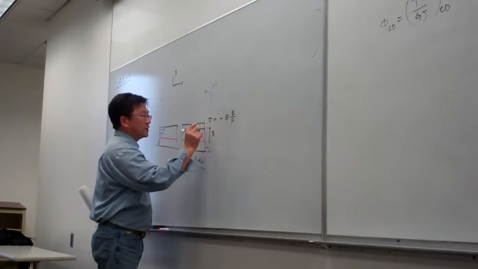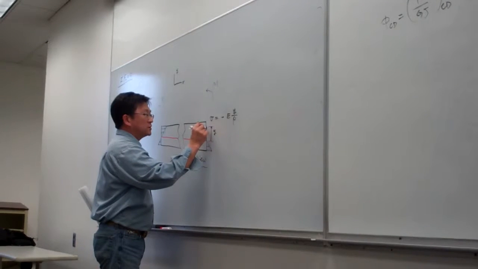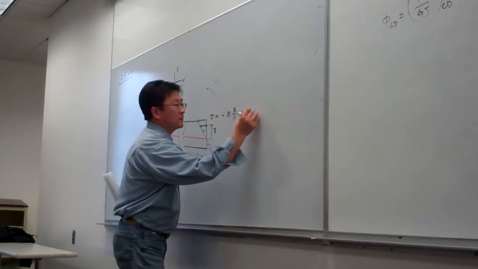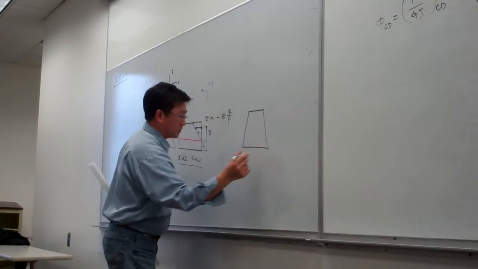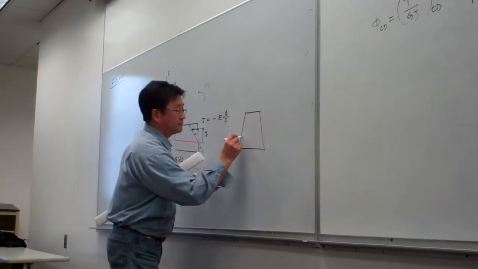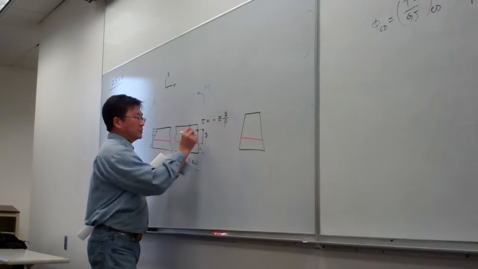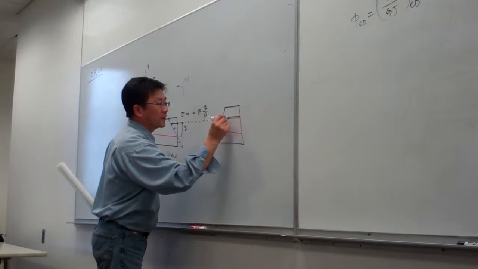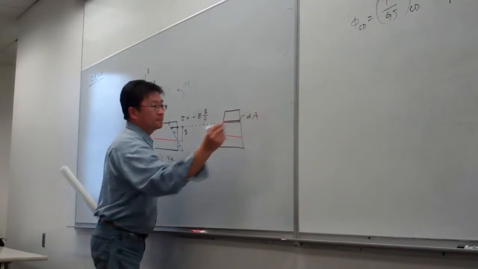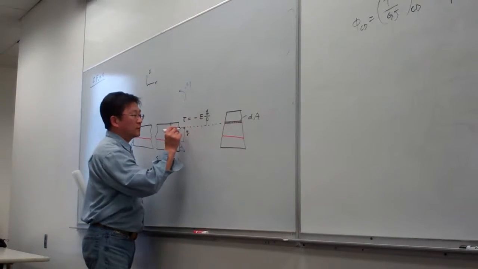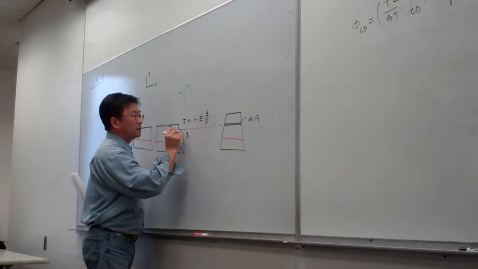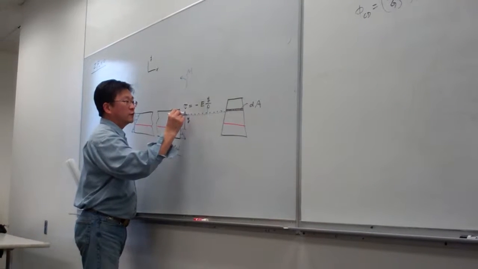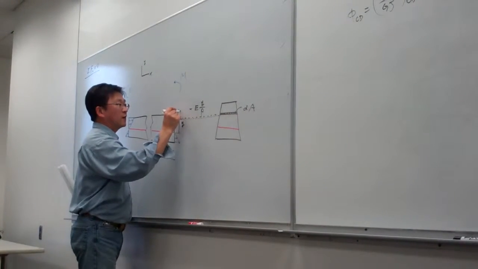So this is a point, and again, this is a side view. This point, corresponding to the cross-sectional view, is this area. This area, let me call dA. And if you wish, you can call this dy.